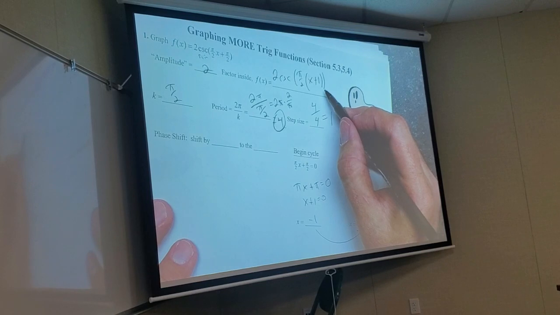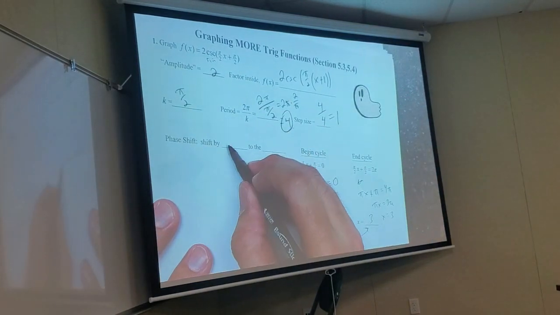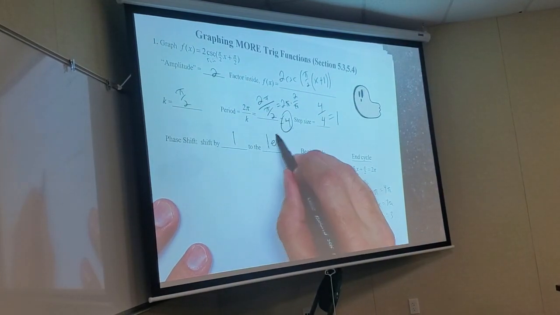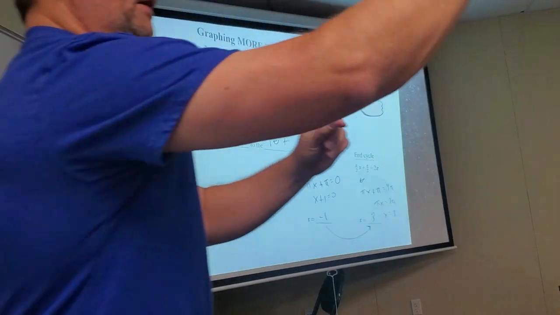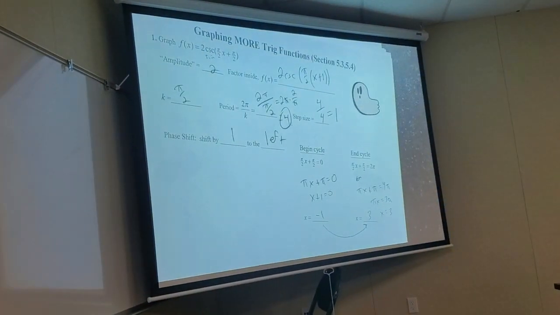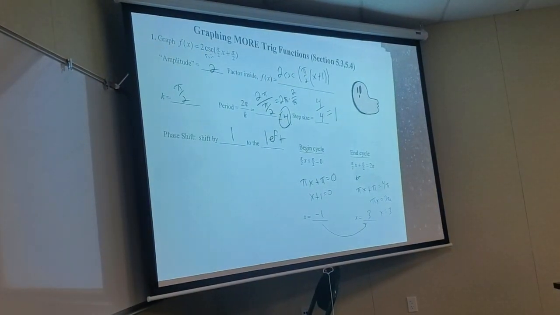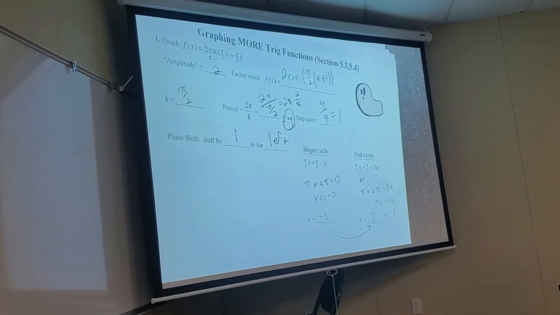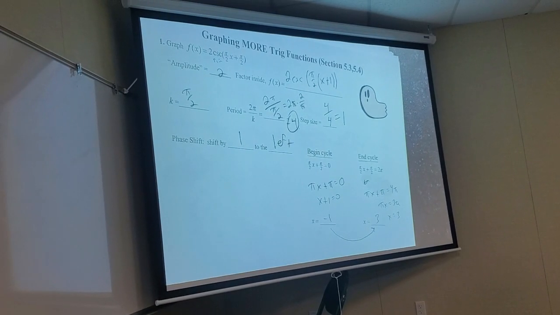This would be a shift by 1 to the left, yes? So if this started at 0, it would end at 4. You guys all agree with me because the period's 4. Didn't I just shift that back 1? So if it started at 0, we'll go to 4. Now it starts at -1, ends at 3. Because everything's shifted back. Shifted to the left, 1. You guys see that? Okay.